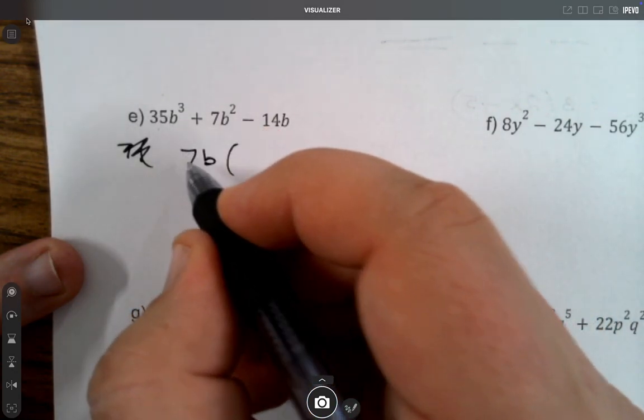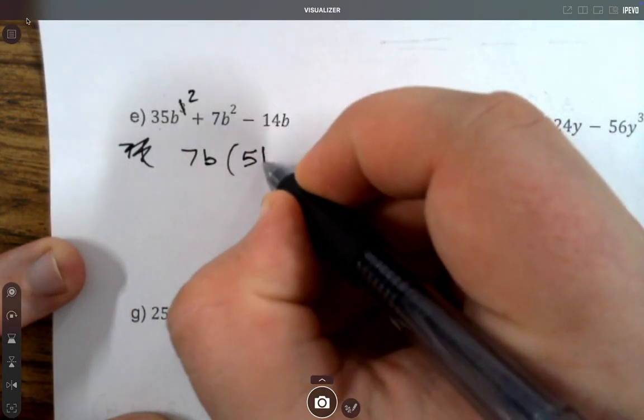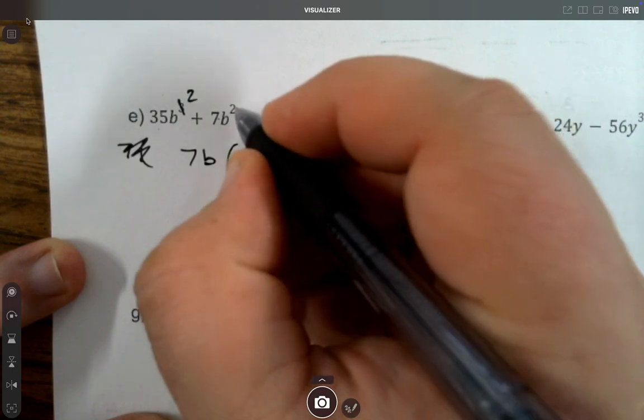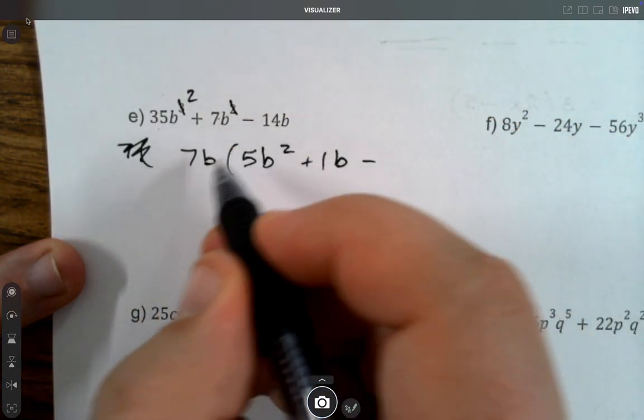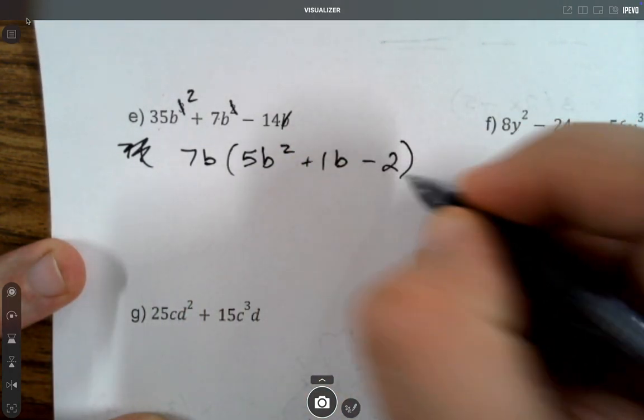So 35 divided by 7 is 5. And we took away one of the b's, so there's 2 left. 7 divided by 7 is 1. We took away one of the b's, so 1 is left. 14 divided by 7 is 2. And we took away the only b it has, so there's no b left there.